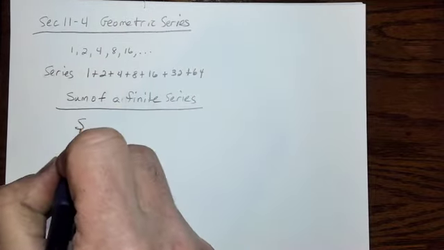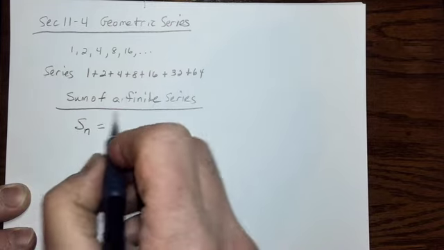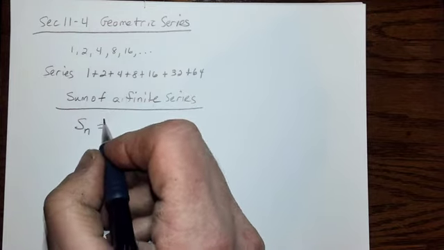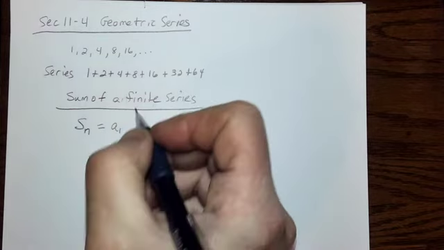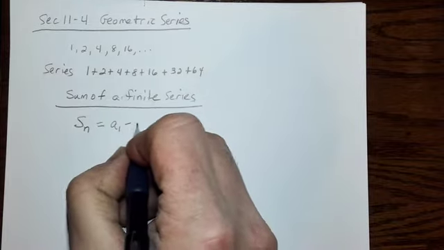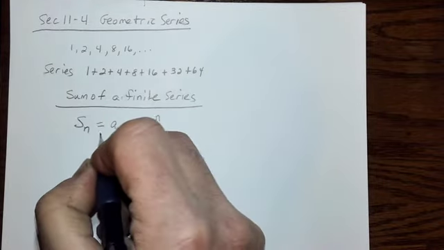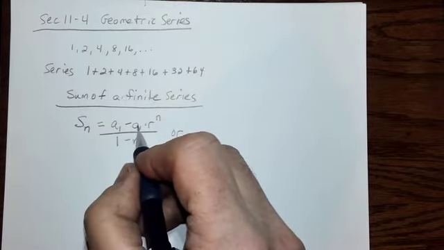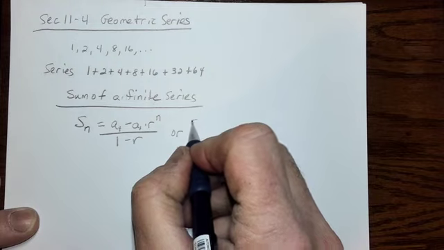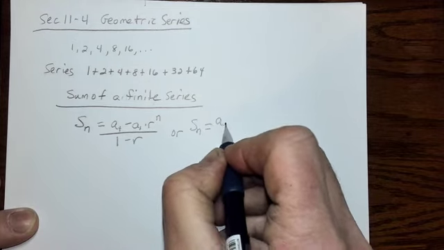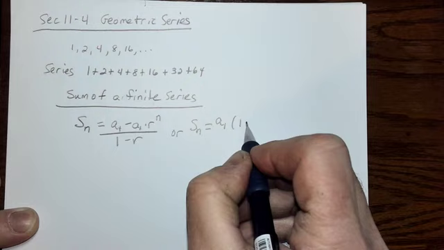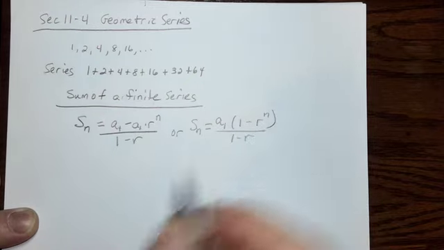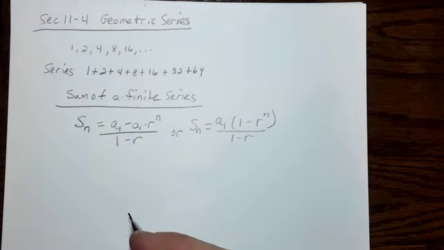The formula is the sum of the first n terms is S sub n equals a1 minus a1 times r to the n, over 1 minus r. Or sometimes we can factor the a1 out and write it as S sub n equals a1 times (1 minus r to the n) over 1 minus r, where r is the common ratio.